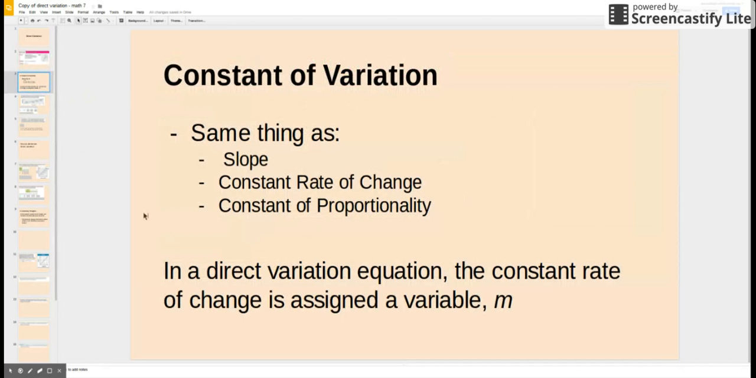So constant of variation is the same thing as slope, constant rate of change, and constant of proportionality. In a direct variation, the constant rate of change is assigned a variable, m in this case.